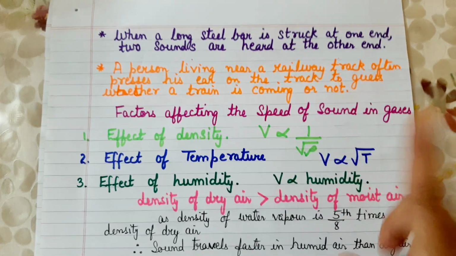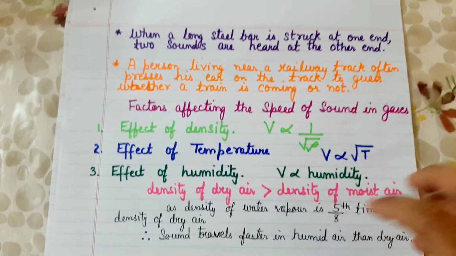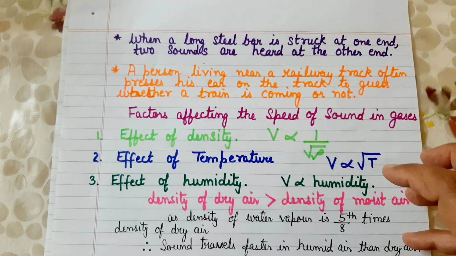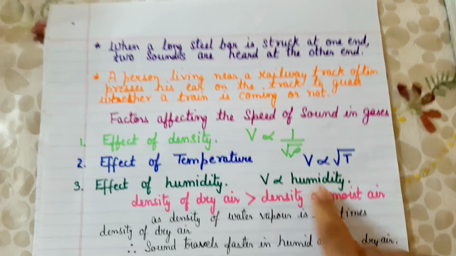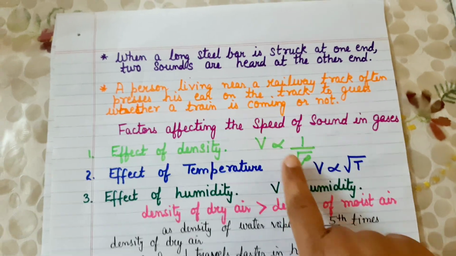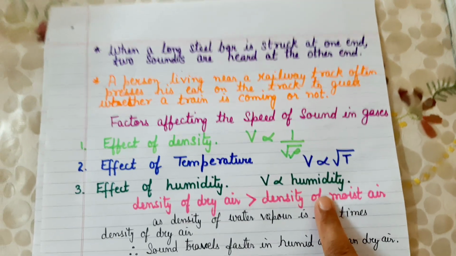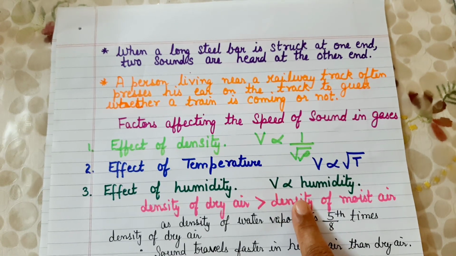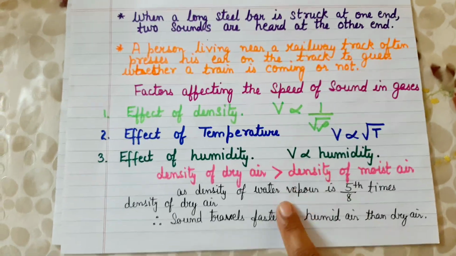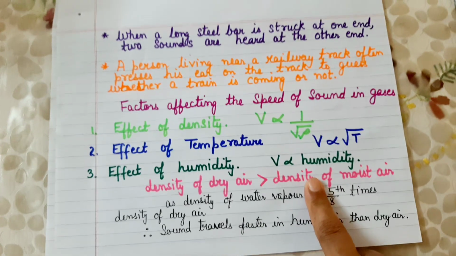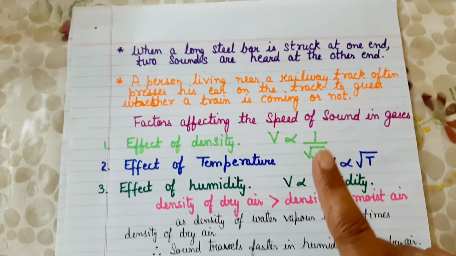Always remember this. Why? Because the density of water vapor in the air is only 5/8 times the density of dry air. It is very, very less. So therefore, the density of dry air is more than the density of moist air. And as we all have seen in the first point, the density is inversely proportional to the speed of sound. So if the density of moist air is less, the speed of sound will be greater in moist air. So remember that sound travels faster in moist air because the density of moist air is less than the density of dry air.